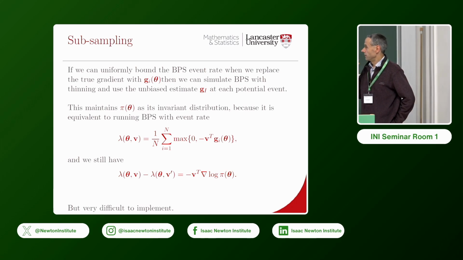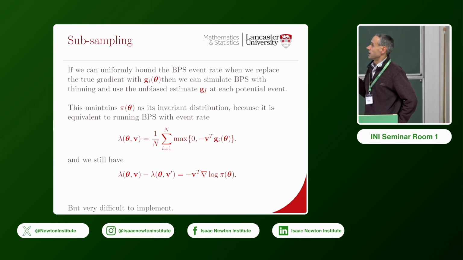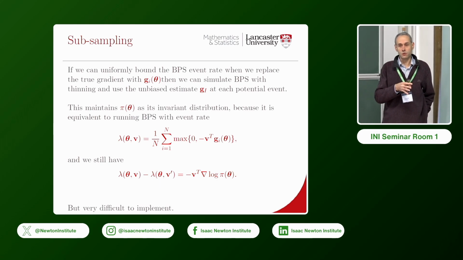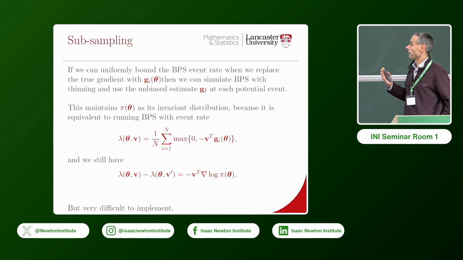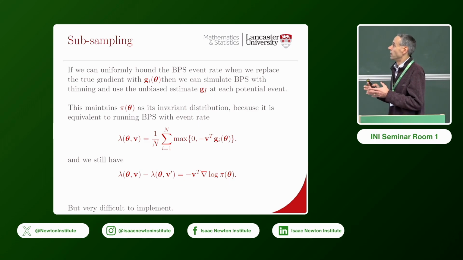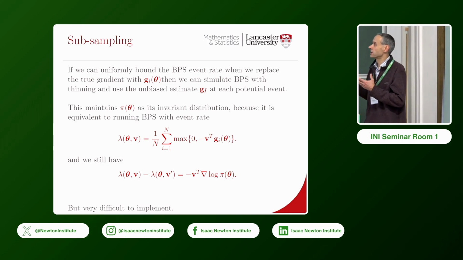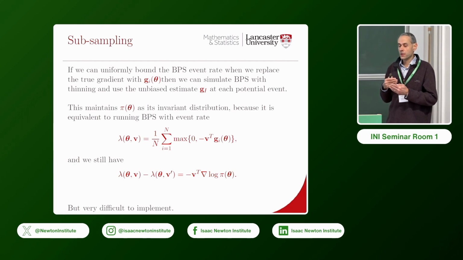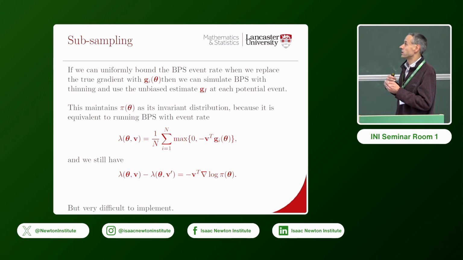So just a few comments on this. I haven't planned to go into all the details, but essentially if you do this, you're actually no longer simulating the bouncy particle sampler that I described before. You're simulating another piecewise deterministic process, okay? But the perhaps rather surprising thing is that whilst you're simulating a different piecewise deterministic process, it still would have pi of theta as its theta marginal, okay? The process that you're simulating actually has higher rates at which events occur.